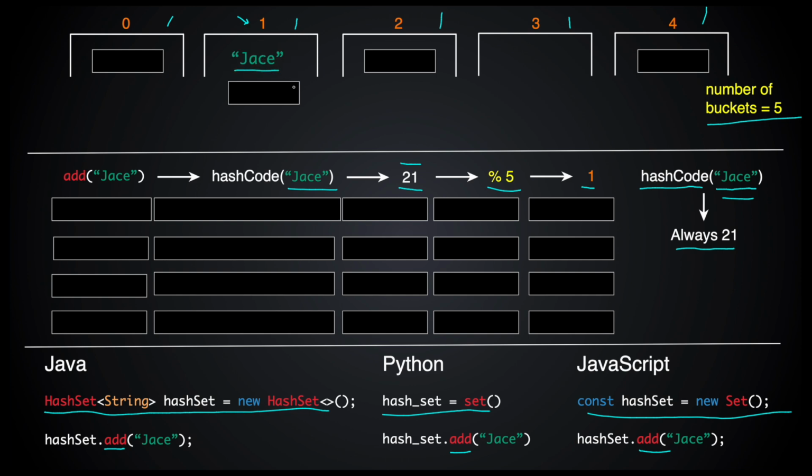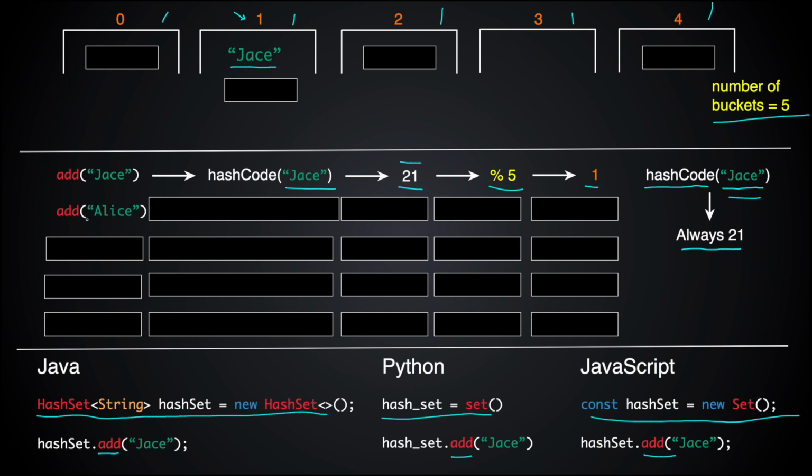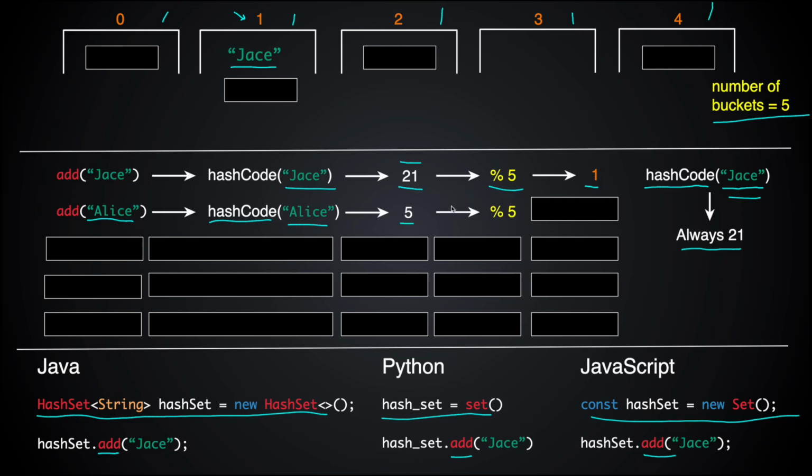Now let's add a couple more strings. Let's start by adding the name Alice, and everything's going to work exactly the same. Our hash set will call the function hashcode on the string Alice. It will translate it to a number, most likely a different one, for example the number 5. Then the hash set will take the remainder of 5 divided by the number of buckets, and it will receive the number 0. And our hash set will put the name Alice into the bucket with index 0.